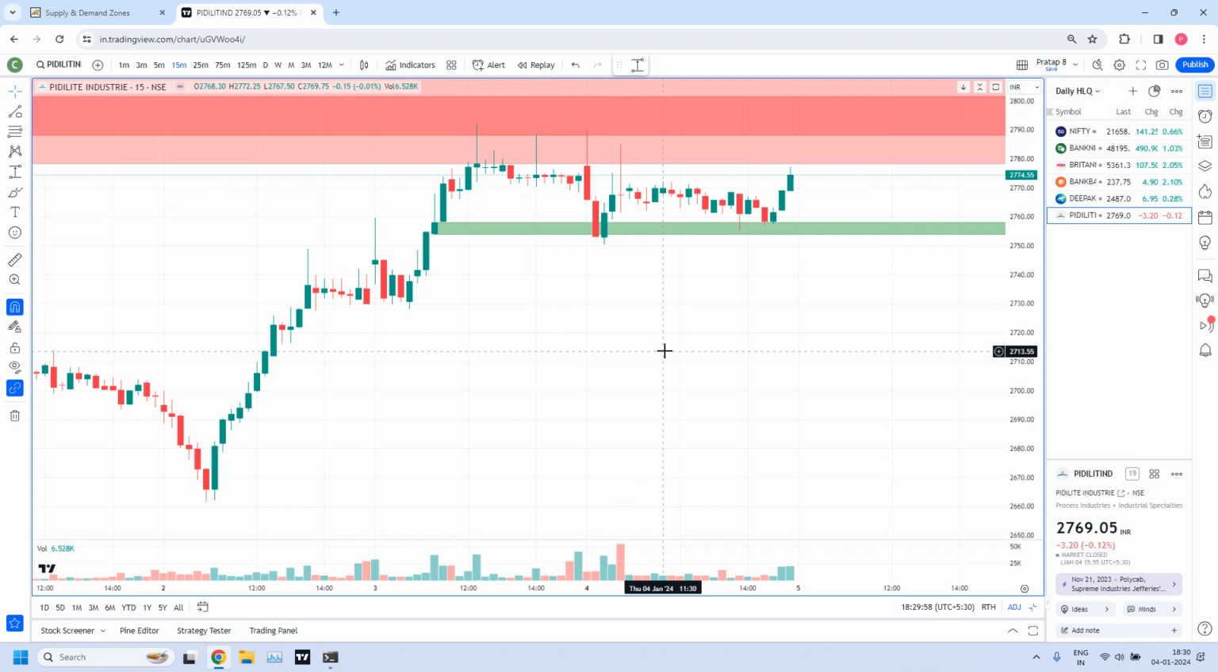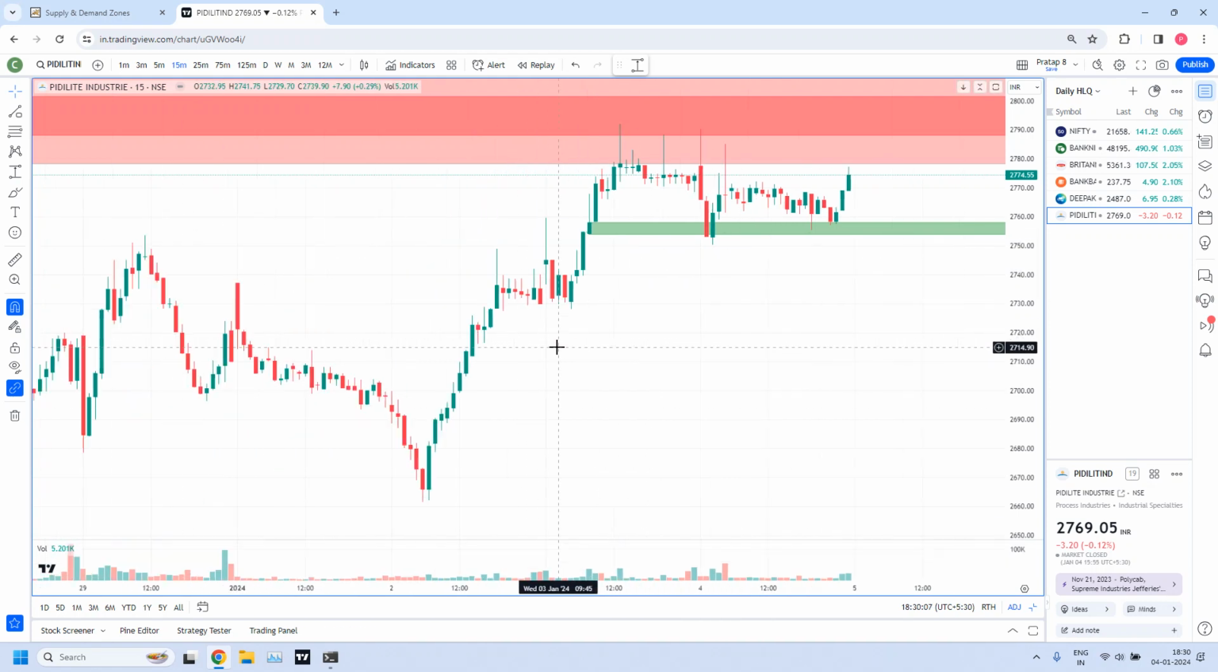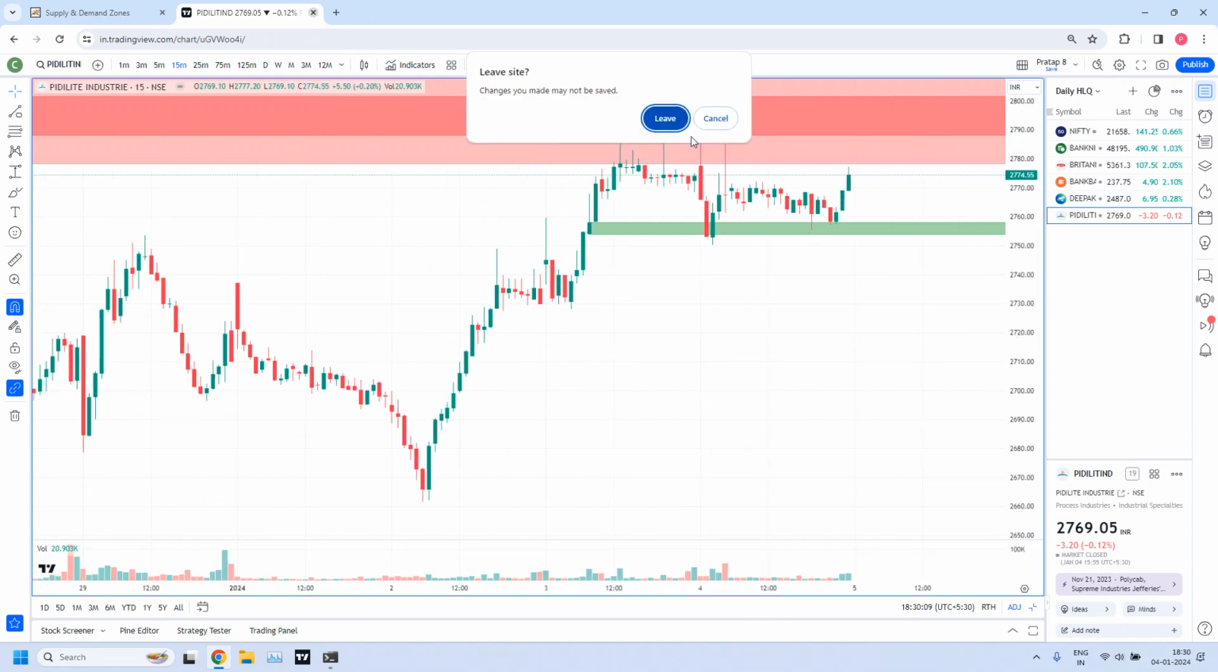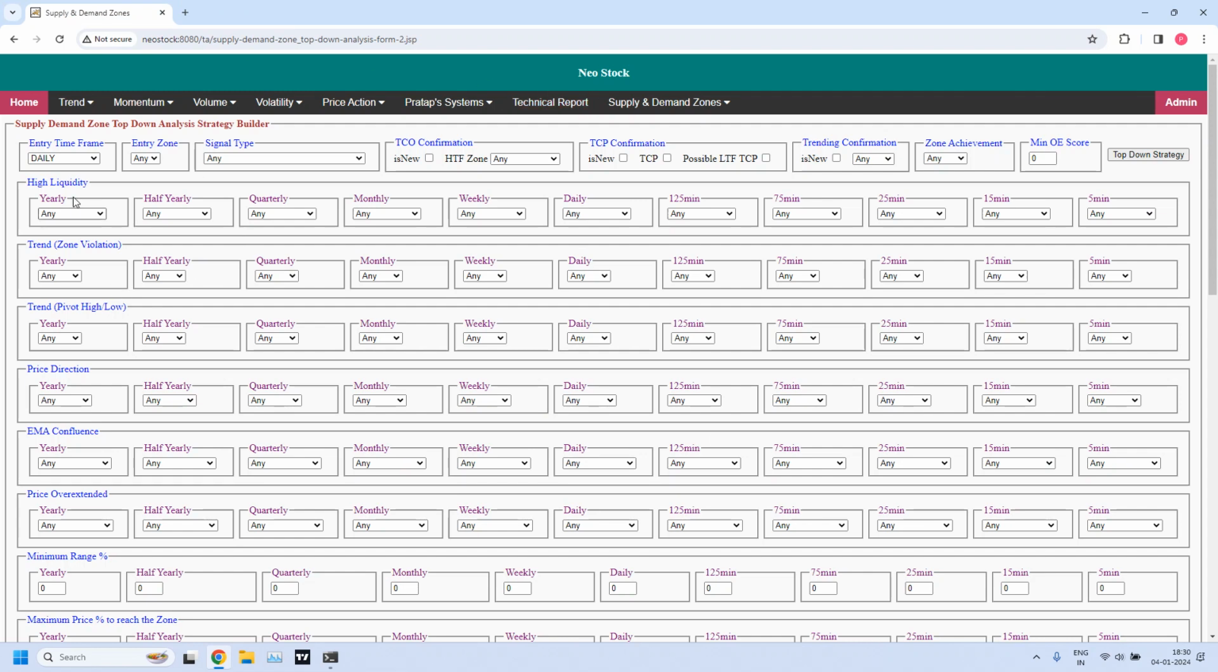Now let us generate stocks near demand and supply zones for all the time frames so that you can plan your tomorrow's trades. So let me generate demand and supply zones for all the time frames starting from yearly time frame. Entry time frame is yearly.